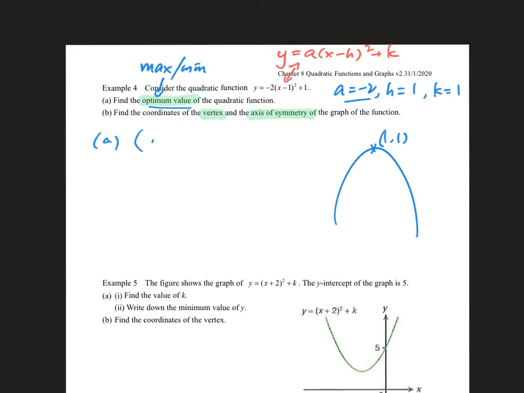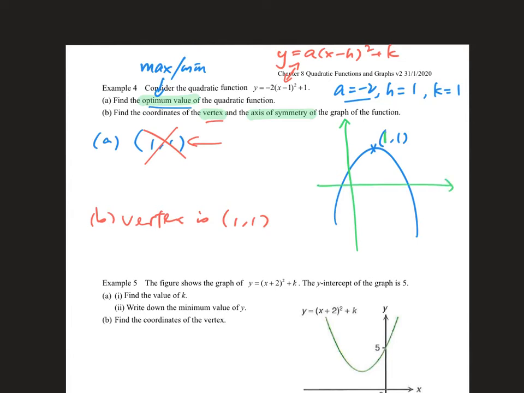The optimum value is not (1, 1), so that's totally wrong because we are not talking about the vertex. Because the vertex, as you see in part B, is (1, 1) in the question, so you don't expect part A to give the same answer. So what does optimum value mean? It actually means the maximum or minimum value which is mentioned. According to the diagram, let's add the x and y axes for help. The y-axis on the left-hand side is 1 here, so the x-axis should be below it.